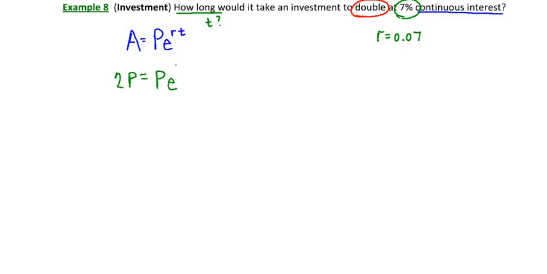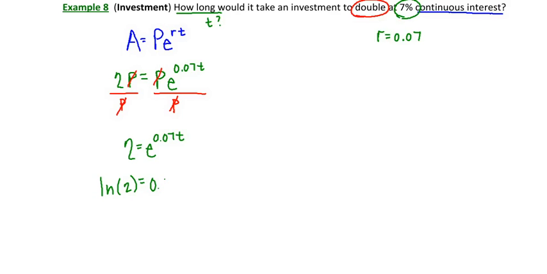And we have e to the r, which is 0.07 times t. Notice what happens if we model it this way. If I divide both sides by P, the P cancels on both sides. So we end up with 2 equals e to the 0.07t. This is an exponential equation for which we cannot get like bases, so we convert to logarithmic form. So we have natural log of 2 equals 0.07t. Then to solve for t, we're going to divide both sides by 0.07.